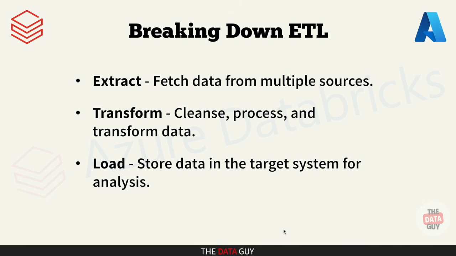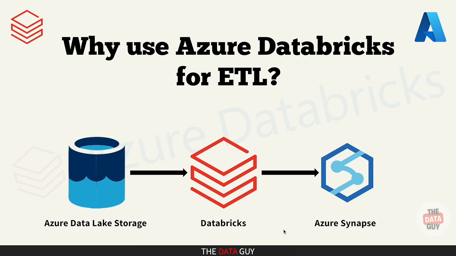Next one is transform. So this is where the raw data gets cleaned, organized, and formatted for analysis. It might include tasks like removing duplicates, standardizing formats, and applying business logic. Load. The final step is loading the transformed data into its destination, usually a data warehouse, data lake, or even a visualization tool. This is where the data becomes ready for reporting, analytics, and decision making.